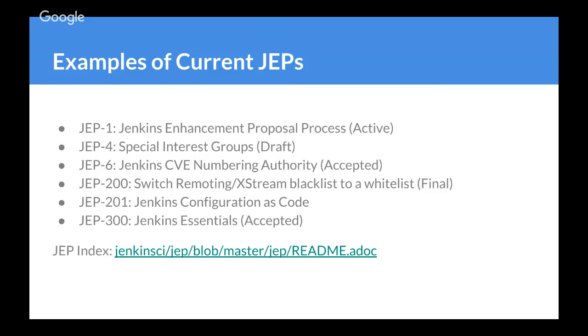So let's talk for a minute about some examples of current JEPs. We did that a little bit earlier, actually, too. But JEP 1, the Jenkins Enhancement Proposal process, is currently active. This is what we're using. That's what I'm describing.